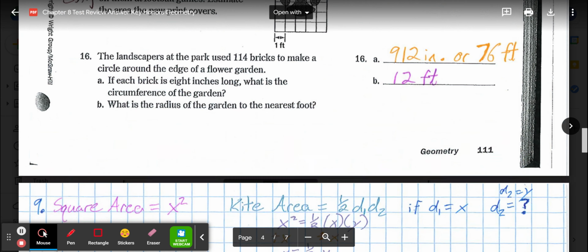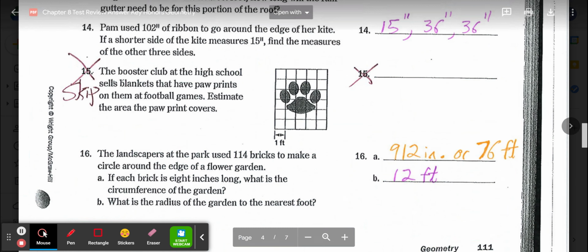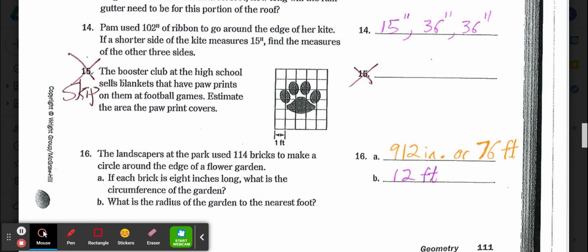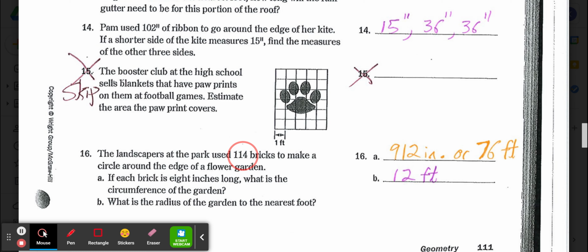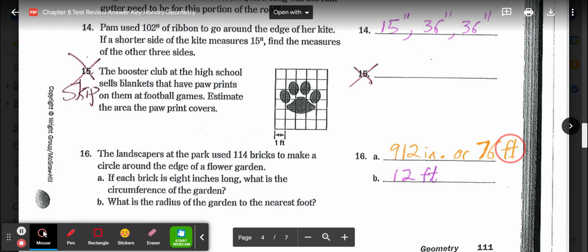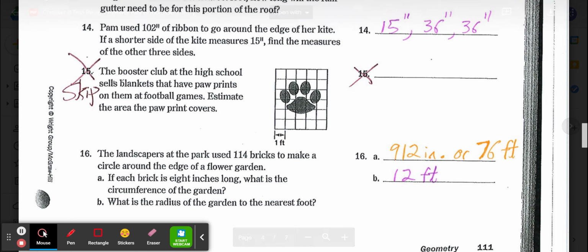Now in 16, they're dealing with creating a circle around the edge of a flower garden with bricks. We used 114 bricks. If in part A, each brick is 8 inches long, what's the circumference of the garden? So we could just think of the 114 bricks times 8 to get the distance around the circumference. So 114 times 8 is 912 inches, or if we divide that into feet, convert it, that would be 76 feet. Now, the reason I cared about converting it to feet is it made it easier in part B, where they're asking the radius to the nearest foot.